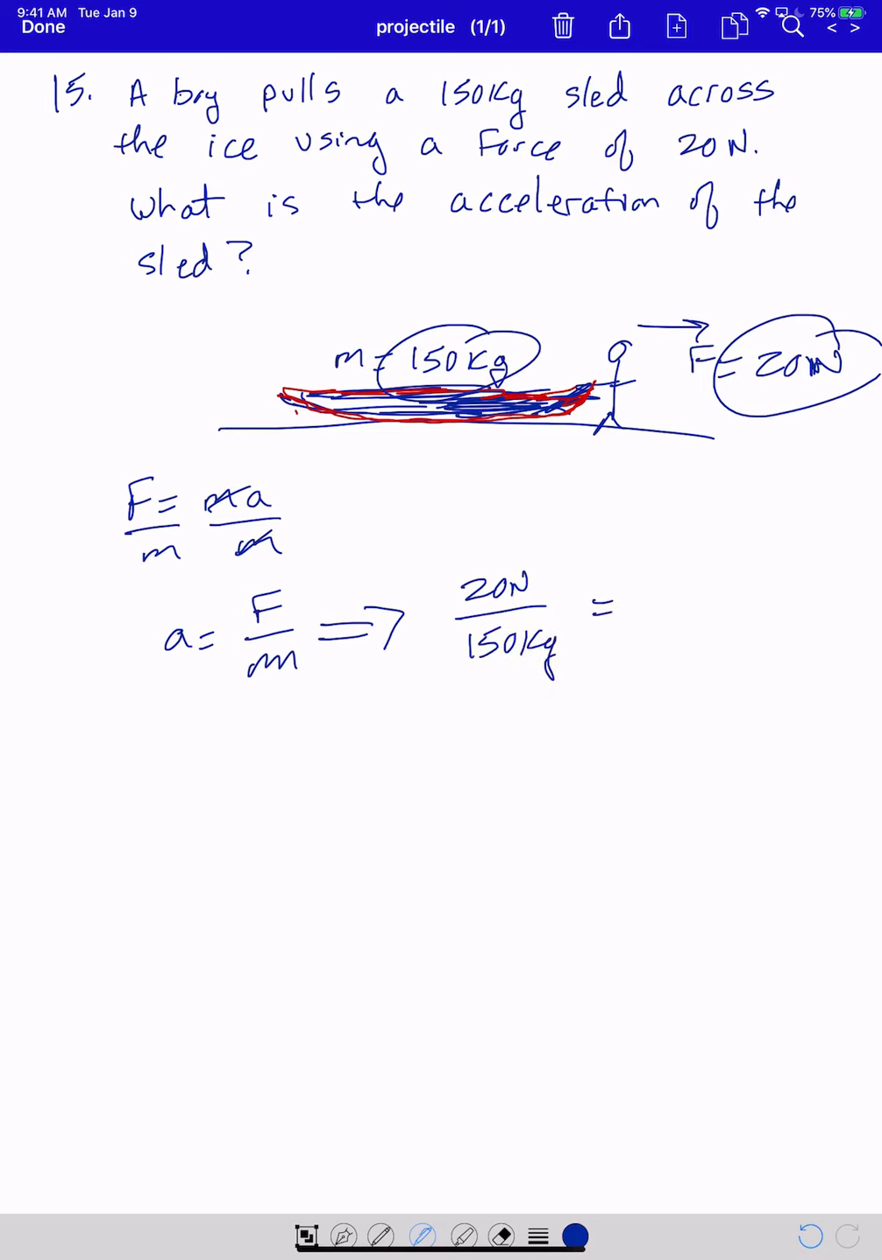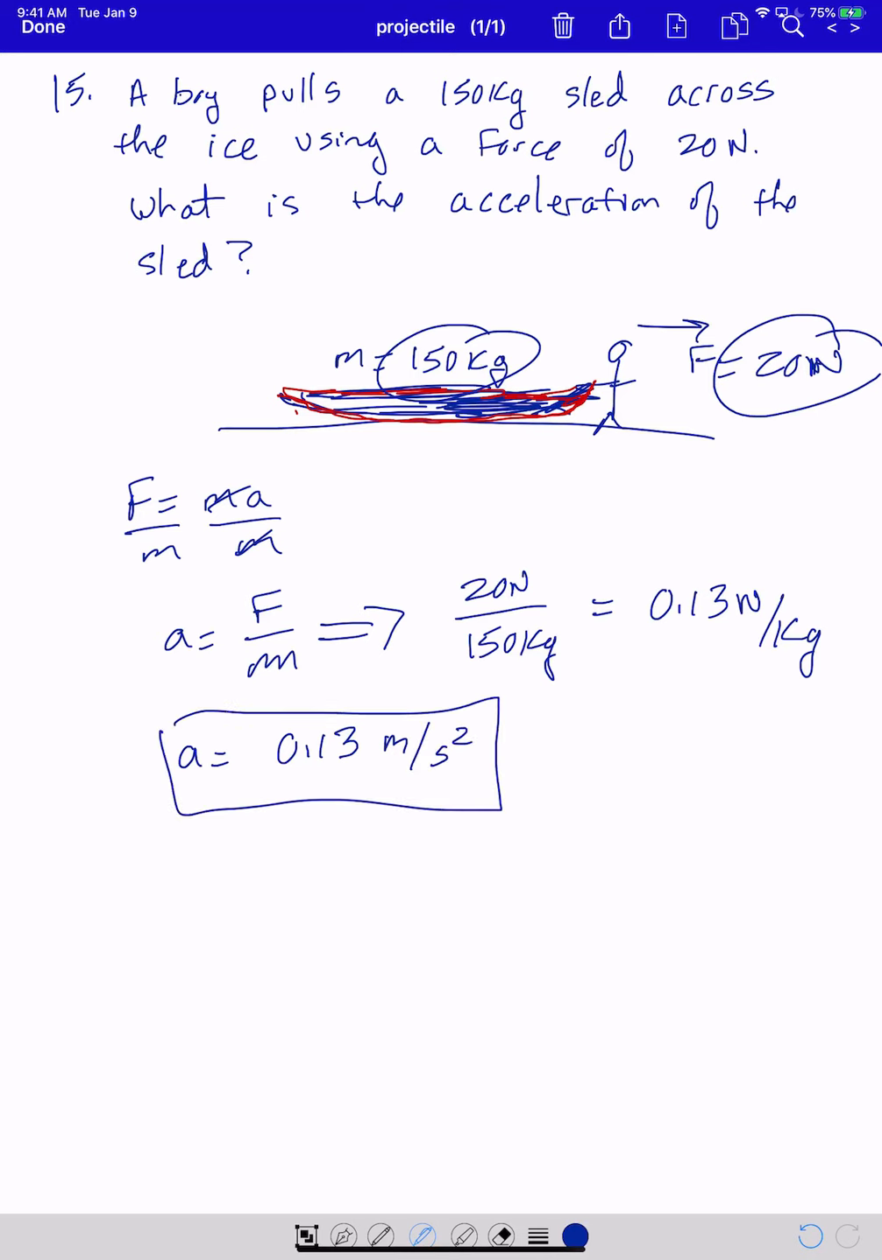which equals 0.13 newtons per kilogram, which equals 0.13 meters per second squared. So that is the acceleration of the sled. You might be wondering how we got from 0.13 newtons per kilogram to 0.13 meters per second squared. Well, they're the same thing. It's just a matter of units.